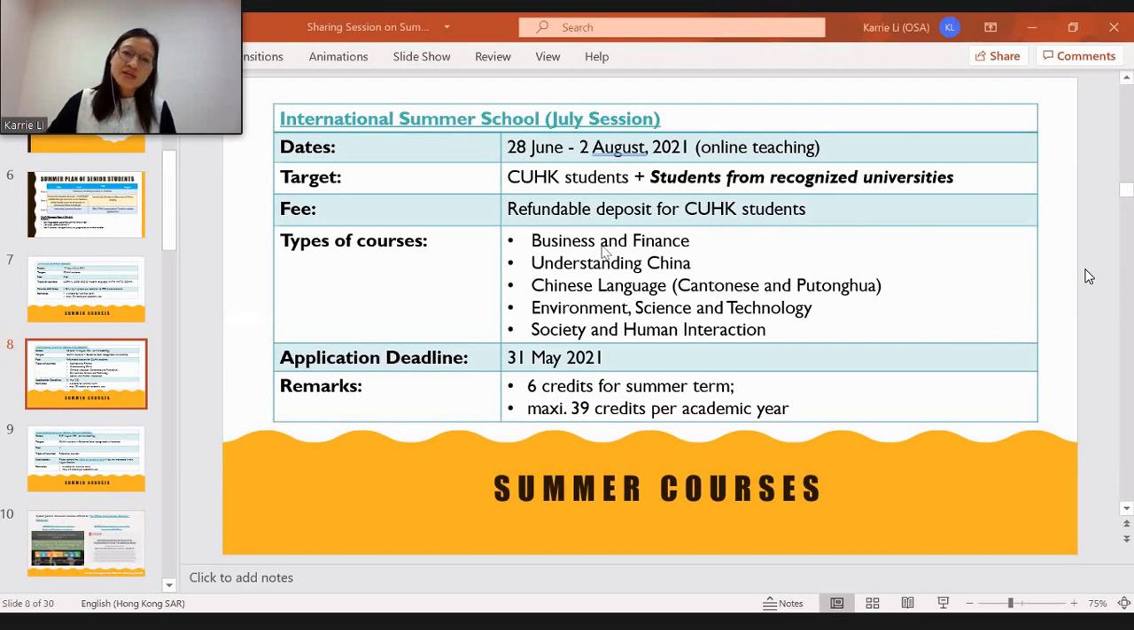They have courses like business and finance, understanding China. They have Cantonese and Putonghua courses. They also have some courses under the areas of environment, science and technology, as well as society and human interaction. So if you want to enroll in courses in this summer session, you don't have to pay tuition fee, but you have to pay a deposit, which is 1,000 for 3 credits. This deposit will be refunded upon completion of the courses. And as you can see from here, it mainly covers July, and you need to do the application by May, okay?